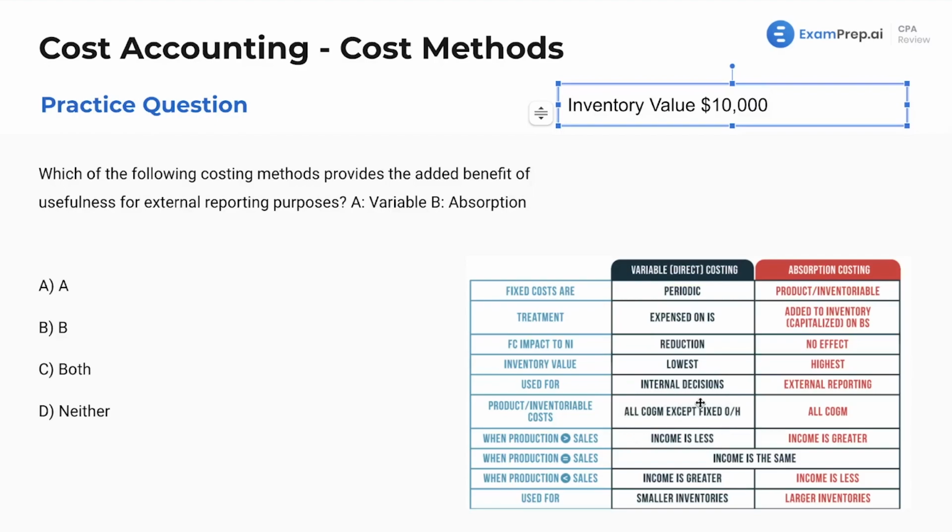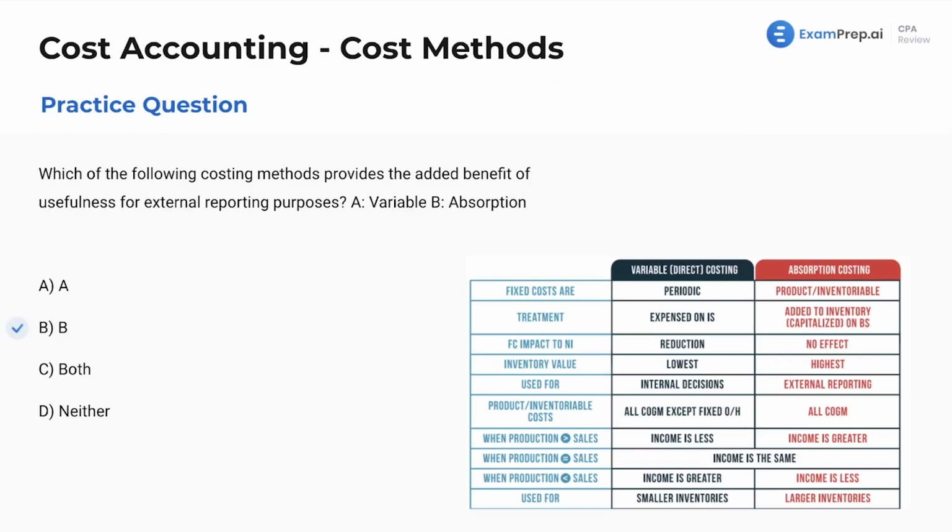It's all cost of goods manufactured except overhead. That's materials and labor. Absorption has all cost of goods manufactured, which we know is materials, labor, and overhead. All right, so in this case, my answer is going to be letter B. Awesome. Great first question, off to a good start.